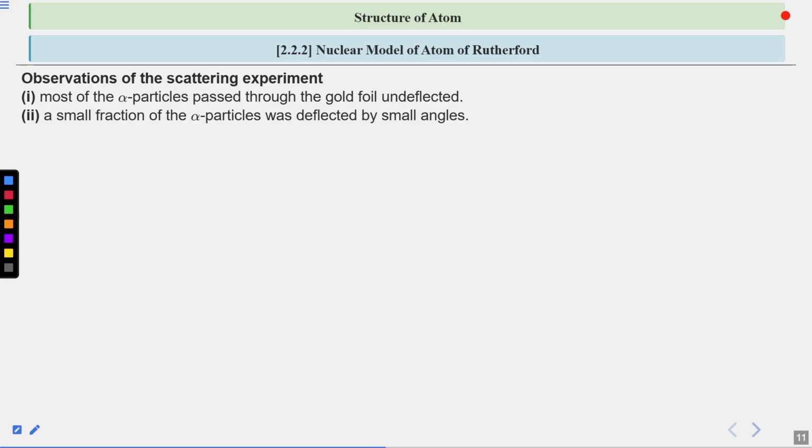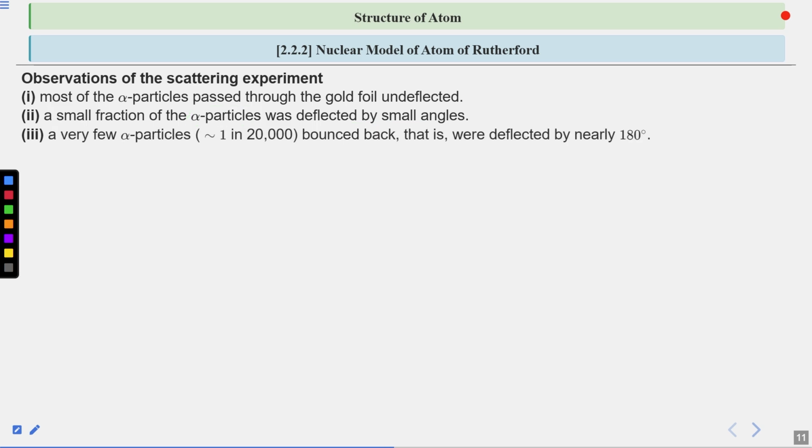Second, a small fraction of the alpha particles was deflected by a small angle. And the third observation was that only a few alpha particles, out of 20,000, one alpha particle was bounced back. And it was bounced back by an angle of 180 degrees.